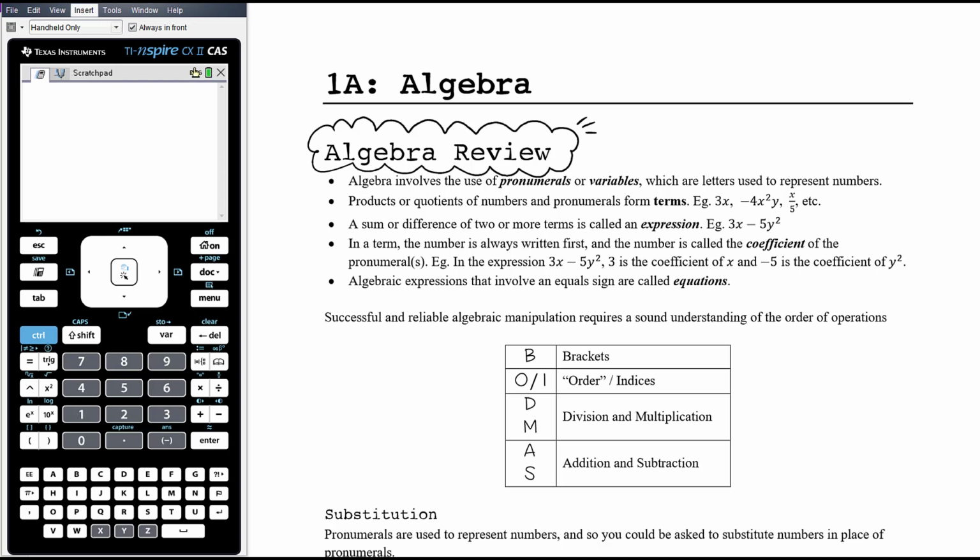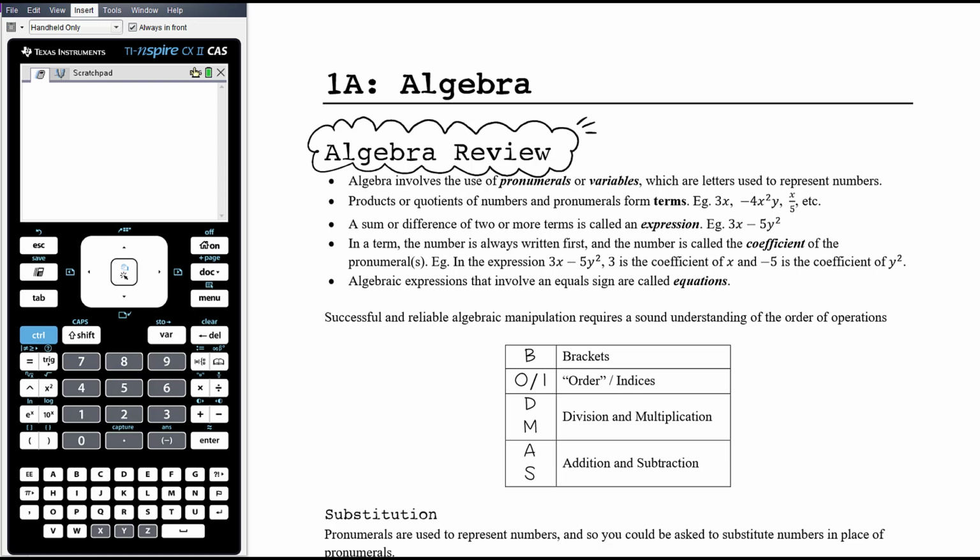So this first section is just reviewing some basics of algebra. So obviously algebra involves the use of pronumerals or variables, which are letters used to represent numbers, or unknown quantities, which are numbers obviously. Products or quotients. Okay, so product is multiplication, quotient is division.